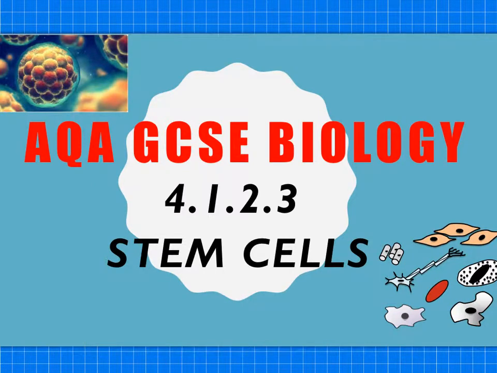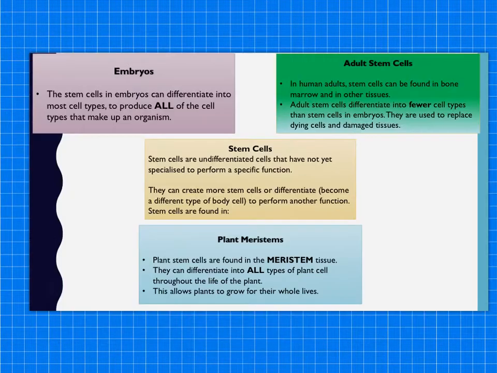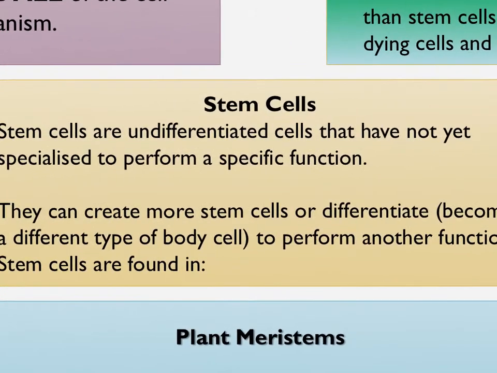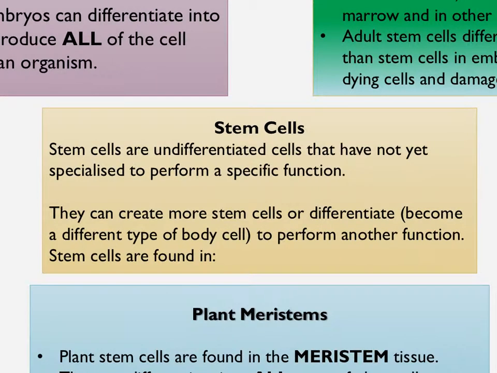This video covers the topic of stem cells found in paper 1 in the AQA GCSE Biology paper. So, what are stem cells? Well, stem cells are undifferentiated cells, so they're not specialised, that have not specialised to perform a specific function. They can create more stem cells or differentiate and become a different type of body cell to perform another function.